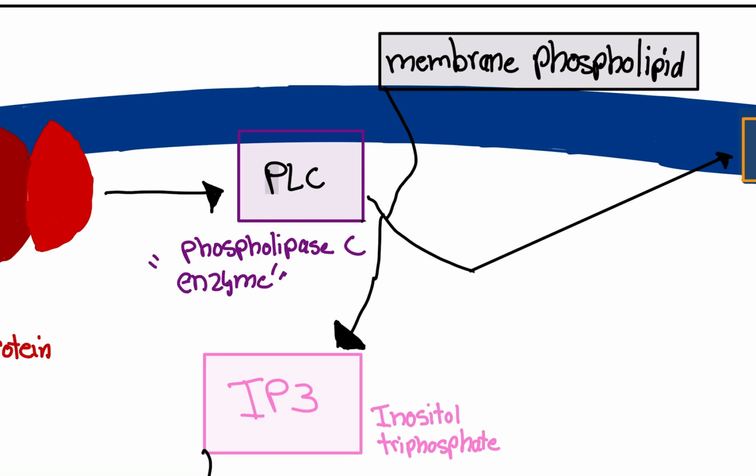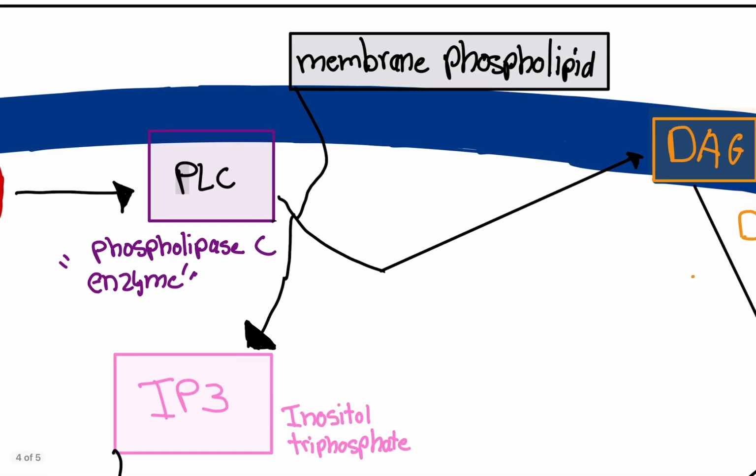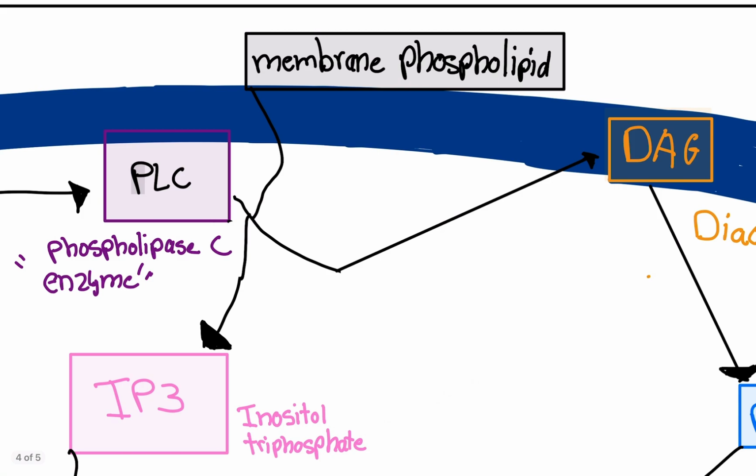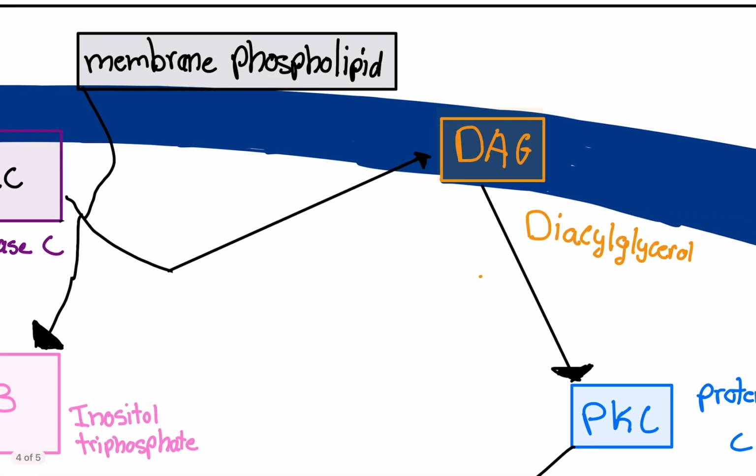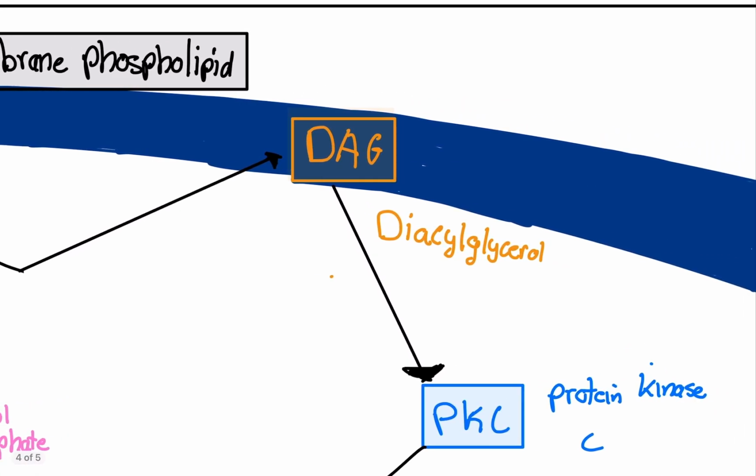phospholipase C. It's an enzyme. A membrane phospholipid, so a phospholipid from the membrane, is going to combine with this enzyme, and two things are going to happen. The first thing that's going to happen, it's going to create something called DAG.